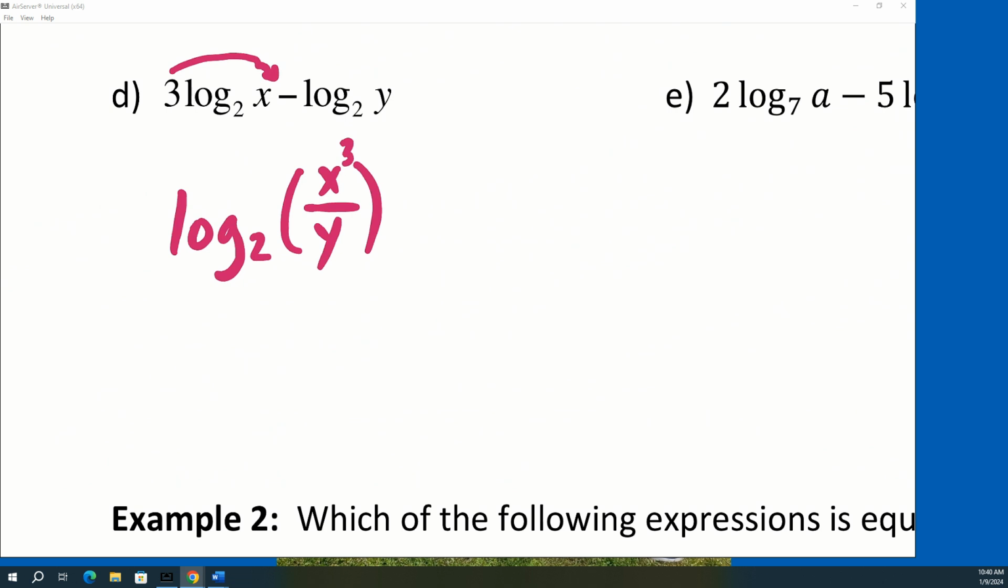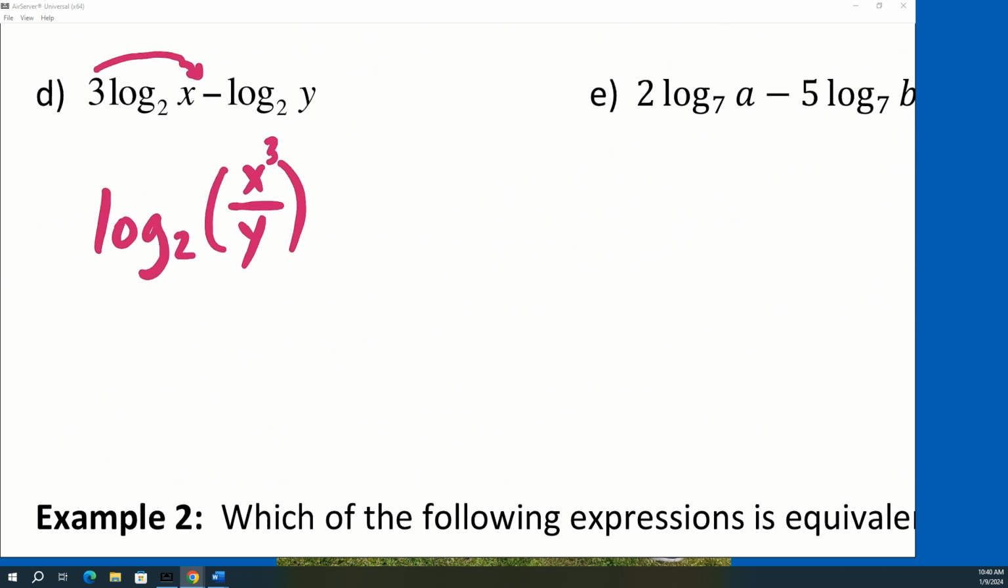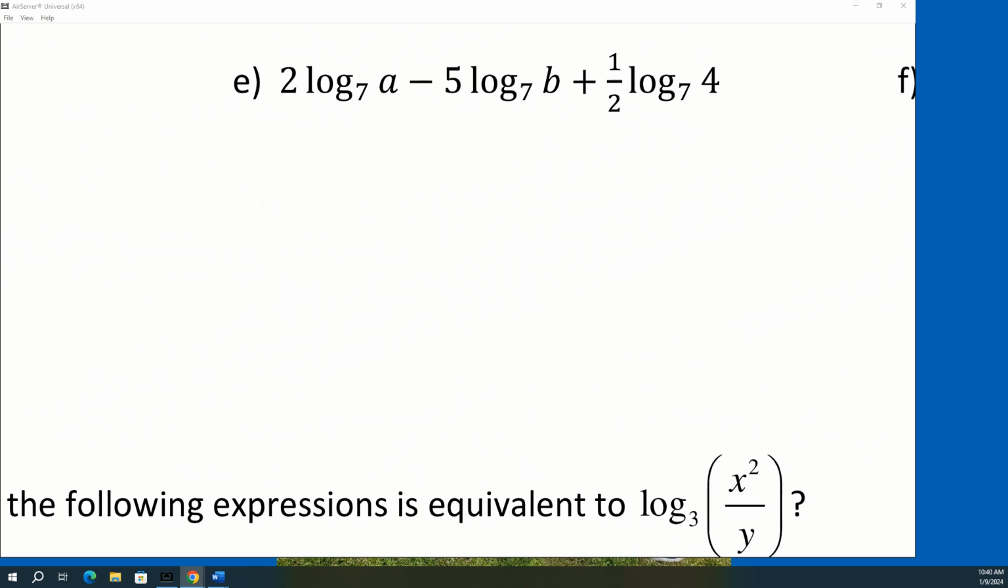All right, and then E is going to use all the properties. So all these numbers that are in the front are going to bump up to exponents.